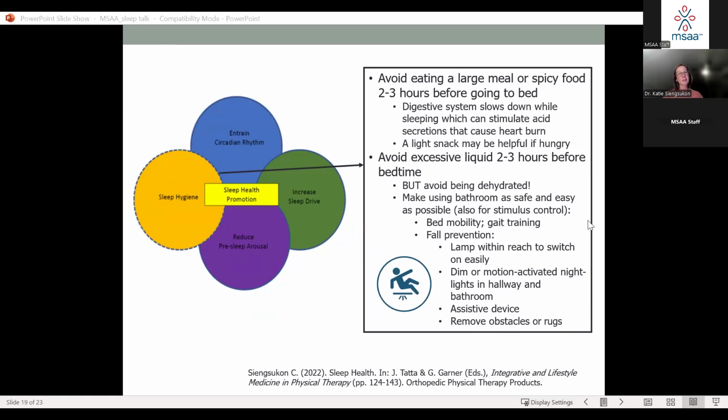Also thinking about your liquid consumption. You don't want to be dehydrated, so certainly drink sufficient liquid, but also not having it be excessive so that that doesn't contribute to the number of trips to the bathroom throughout the night. And then if you are finding that you have to go to the bathroom throughout the night, making that as quick and as easy as possible. So if you are having bed mobility limitations or gait limitations, mobility limitations, definitely seeing a physical therapist can be very helpful. And then also thinking about fall prevention, again, to get to the bathroom as quickly and easily as possible.